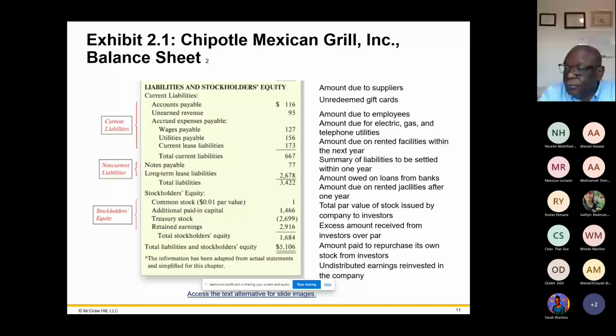What is the current ratio of this company? 0.62. 667 over 1,073. Current ratio is always a measure of liquidity, which is current assets divided by current liabilities. Okay, so some of these analyses we'll be doing as we go along, in my own way, to make it clearer to you.